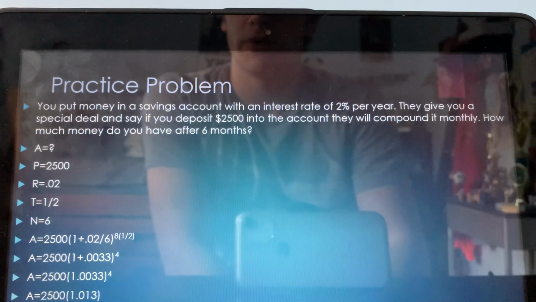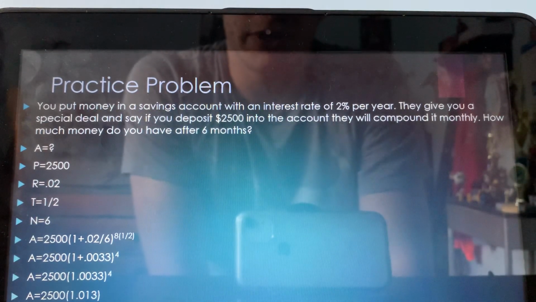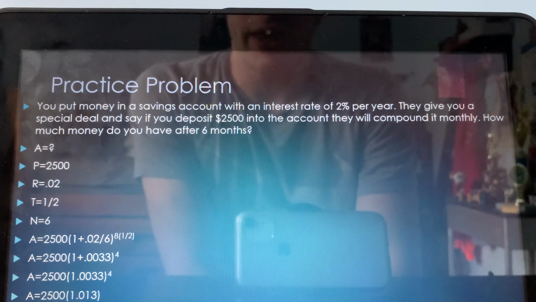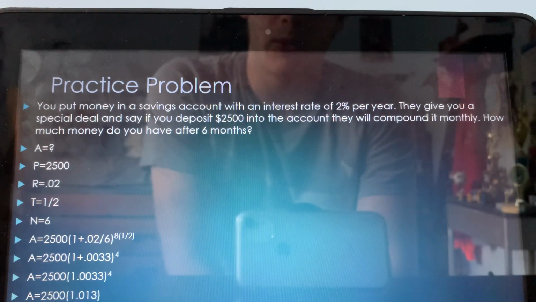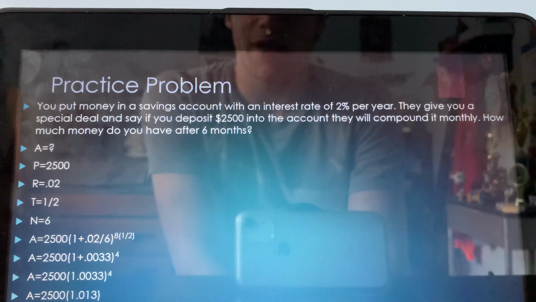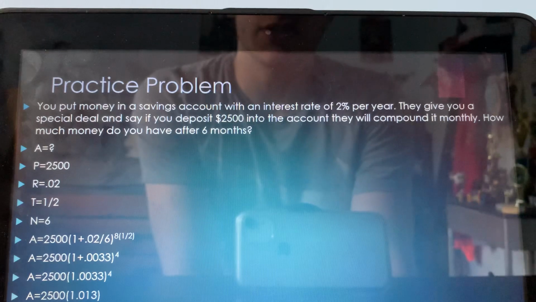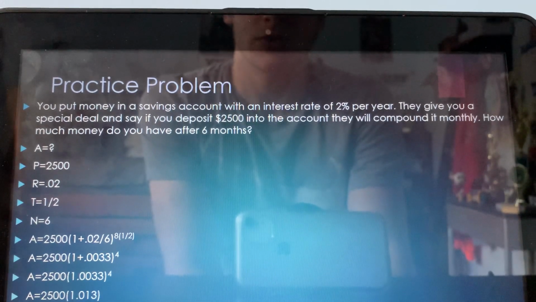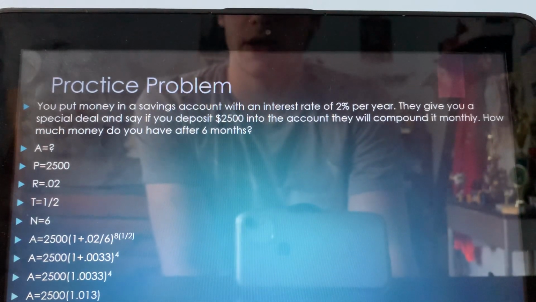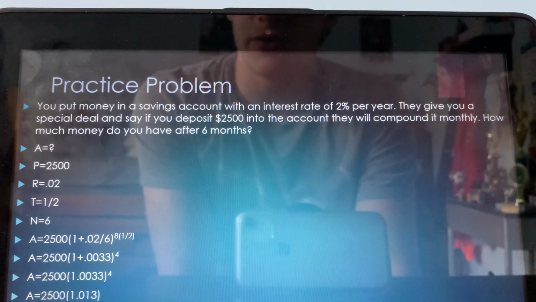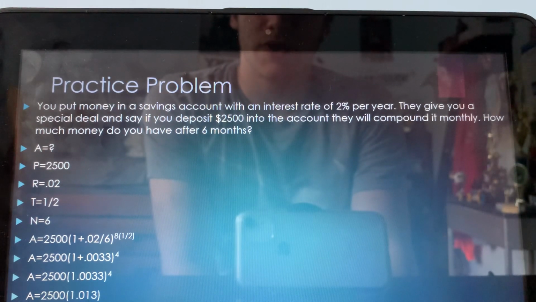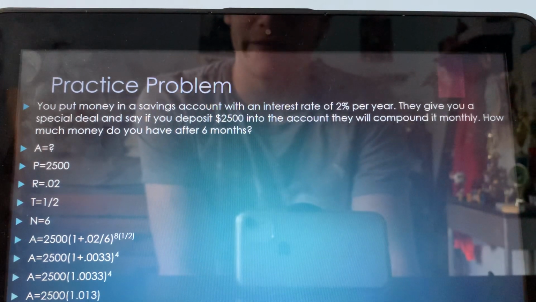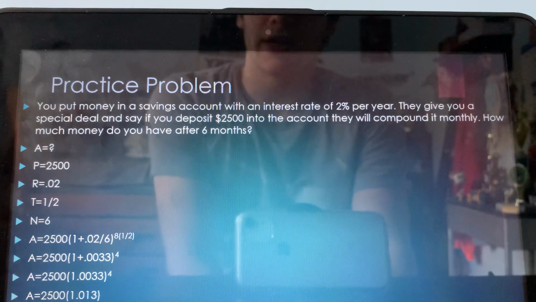Let's do a practice problem. You put money in a savings account with an interest rate of 2% per year. They give you a special deal and say if you deposit $2,500 into your account, they will compound it monthly. How much money do you have after 6 months? So we see 2% per year, so we know our interest rate is 2 divided by 100, which is 0.02. If you deposit $2,500, we know our principal amount is $2,500. Time is 6 months, which is half of a year, so T is 1/2 because it's T in years.